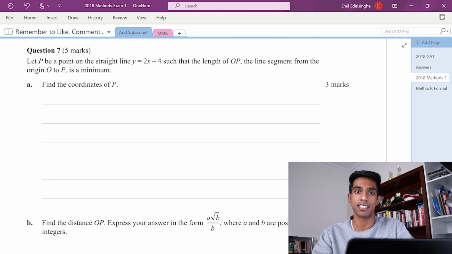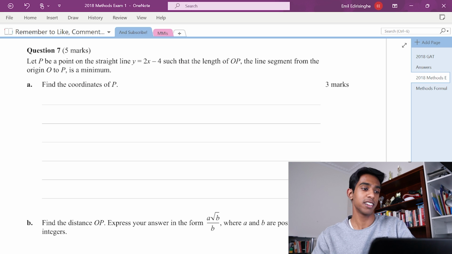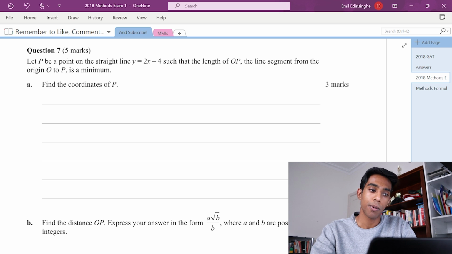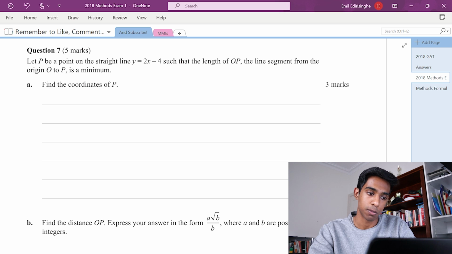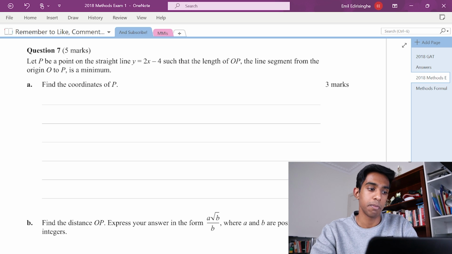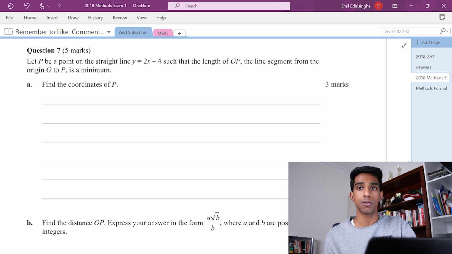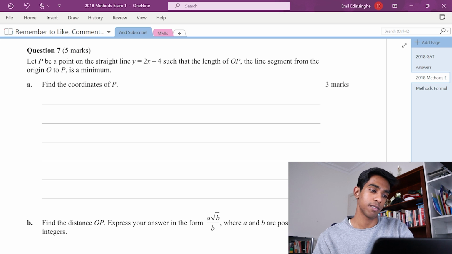Okay, so now let's move on to question 7. And now we're starting to get to the harder questions of this paper. Let P be a point on the straight line y equals 2x minus 4, such that the length OP, the line segment from the origin O to P, is a minimum. So what I'll do for this question is get the distance equation and then get the derivative of it, and then do that to find the coordinates of the point P.